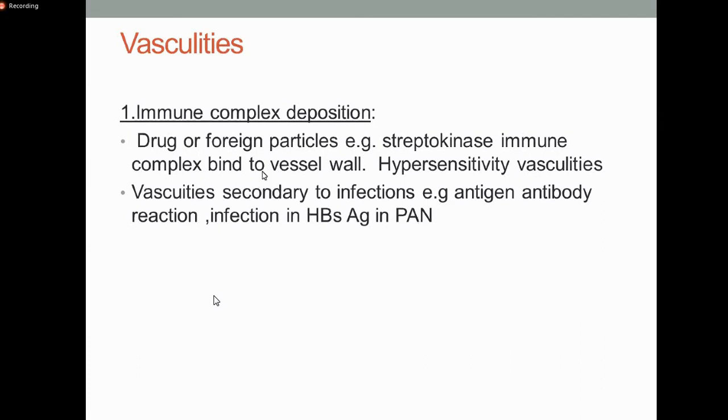So the immune complex deposition can either be due to primary autoimmune disorders like SLE, it can be related to a drug, or it can be related to foreign particles like microbe-related secondary antibody formation. And I gave you the example of hepatitis B.